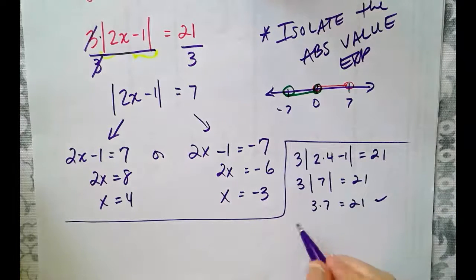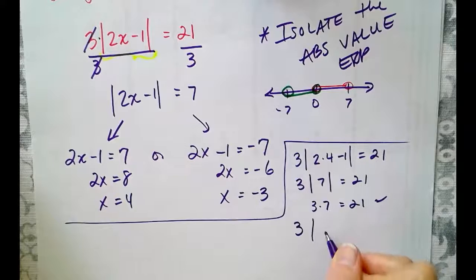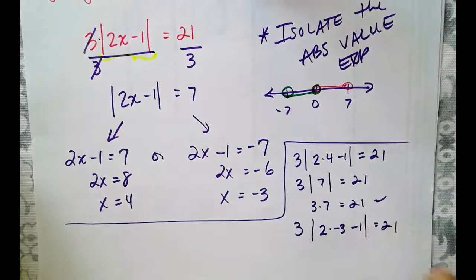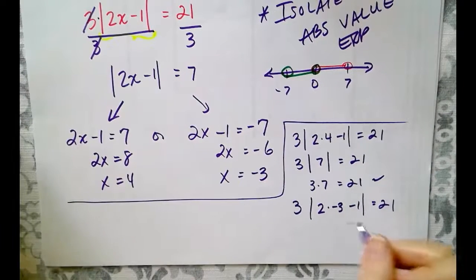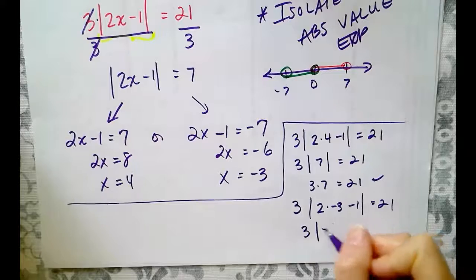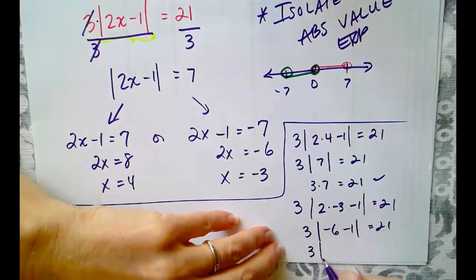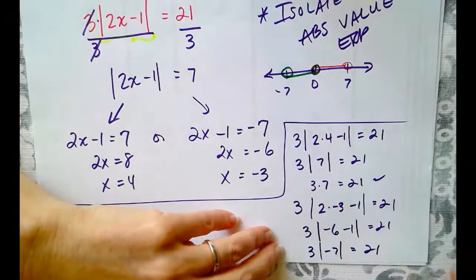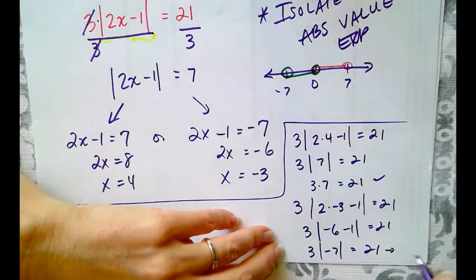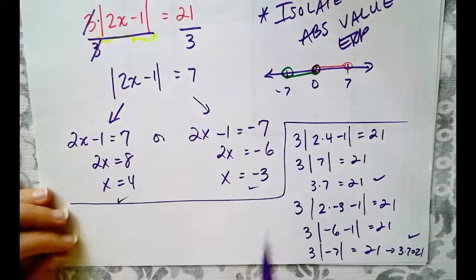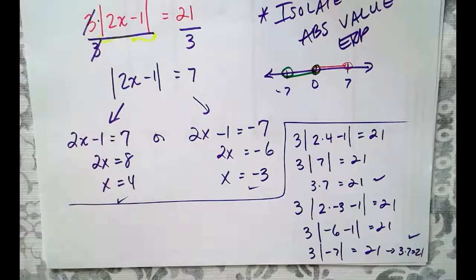Let's do it again with the negative 3. 3 times the absolute value of 2 times negative 3 minus 1, does it equal 21? Follow order of operations, go inside the absolute value bars first. So 3 times the absolute value of negative 6 minus 1, and of course negative 6 minus 1 is negative 7, and the absolute value of negative 7 is 7. 3 times 7 is 21. It checks. So both of these answers make this equation a true statement. Therefore, they are both valid.